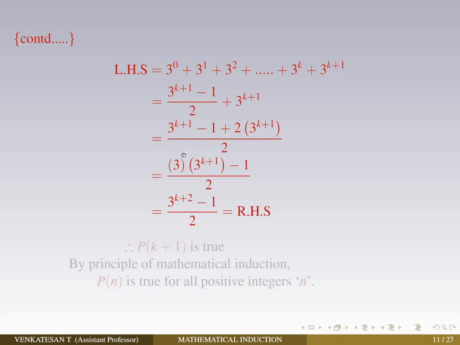So 3 times 3 power k plus 1, minus 1, whole divided by 2. Here 3 power 1 and here 3 power k plus 1. While adding both the powers, I will be getting (3 power k plus 2 minus 1) divided by 2. This is my required right hand side. Therefore, P of k plus 1 is also true. Hence, by the principle of mathematical induction, P of n is true for all positive integers n.